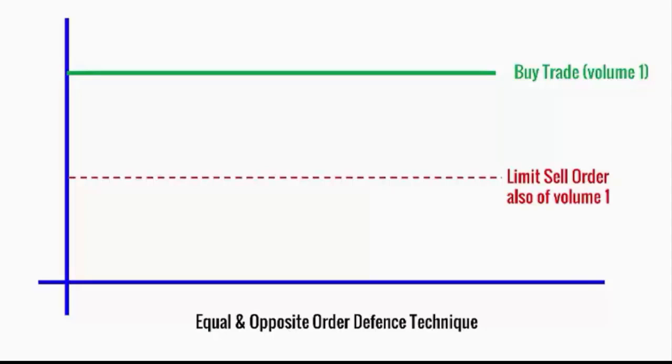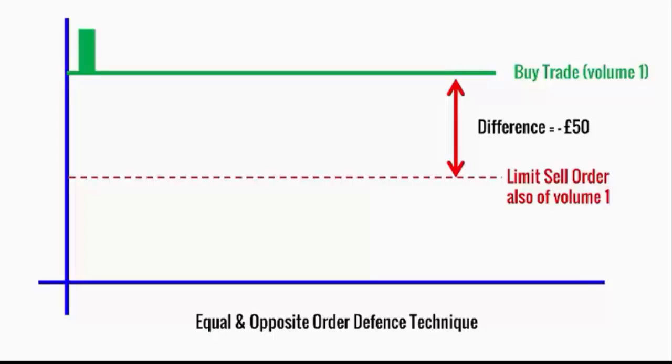But on this occasion, I'm going to actually put a limit sell order. It's the same volume, volume 1. So what we're saying now is, if the buy trade goes wrong and the price goes down, it will eventually trigger a limit sell order. And I'll be left then with two orders, two actual trades in play, a buy and a sell. So the gap is the same, and the difference is £50, exactly the same as on the stop loss order.